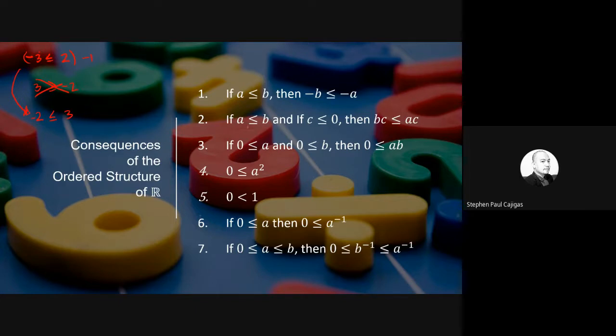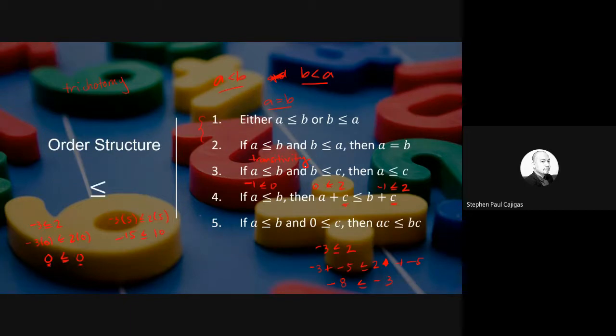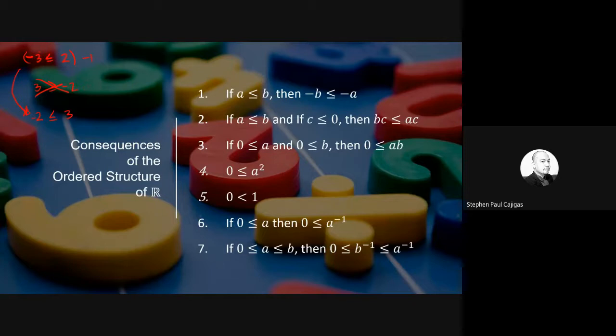Number 2, if A is less than or equal to B and if C is less than or equal to 0, then BC is less than or equal to AC. So this is the reverse of our number 5. So this time our C is less than or equal to 0. So we have BC is less than or equal to AC.